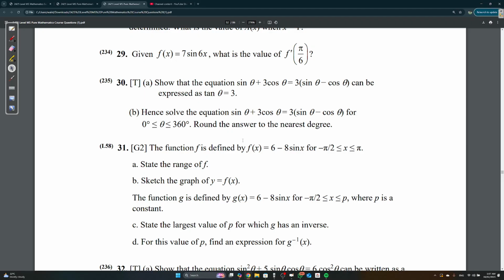This is very easy, part A. Really not hard at all. Sine theta plus 3 cosine theta is equal to 3 sine theta minus cosine theta. We want to change it into tan theta. We want to put cosine on one side and sine on the other side. Why? Because tan is just sine over cosine. All the time when I see sine and cosine, I need to get tan.